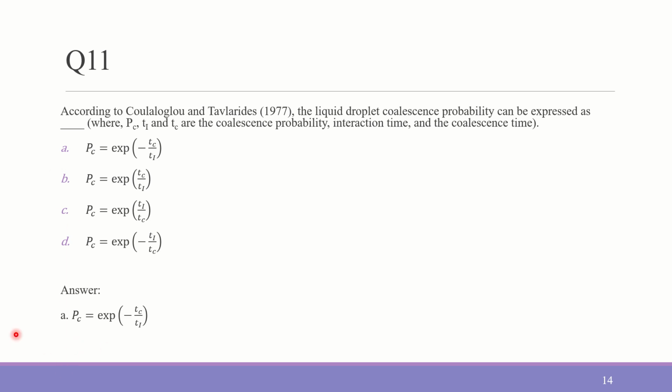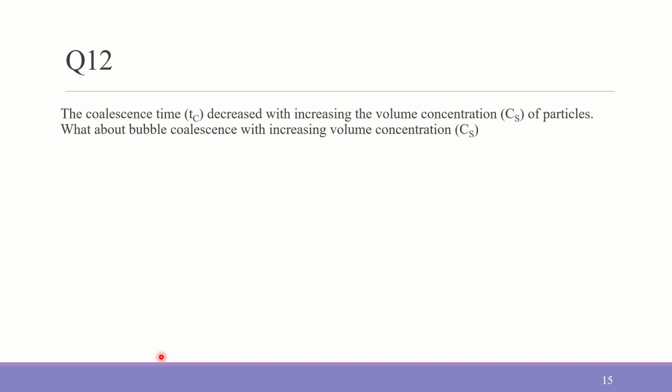Option A is the right answer, where PC, the coalescence probability, is equal to the exponential function of minus, be careful, the minus is there, Tc, the coalescence time, divided by Ti, the interaction time. So PC is equal to exponential of minus Tc by Ti. Now we have seen question 11, we will go to question 12.